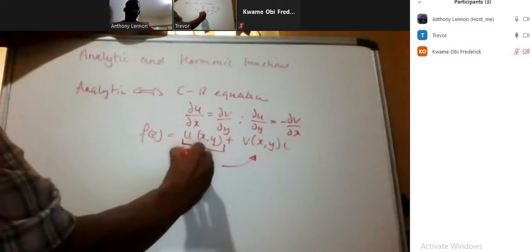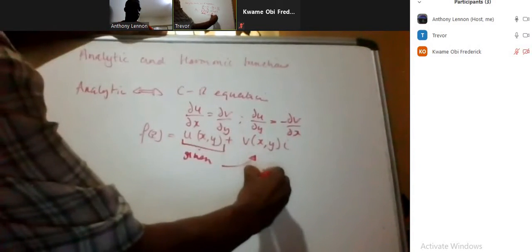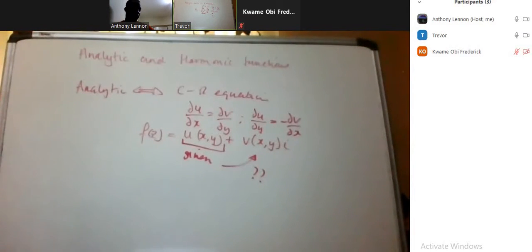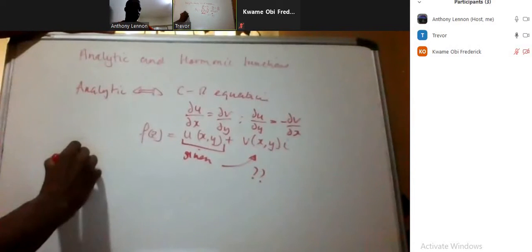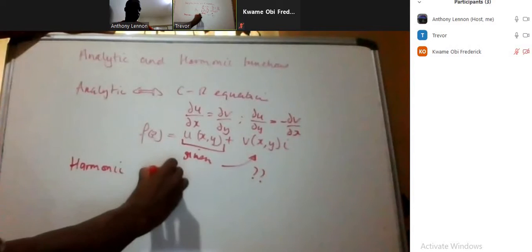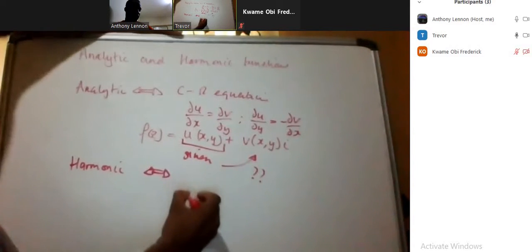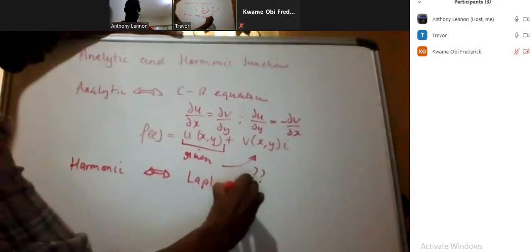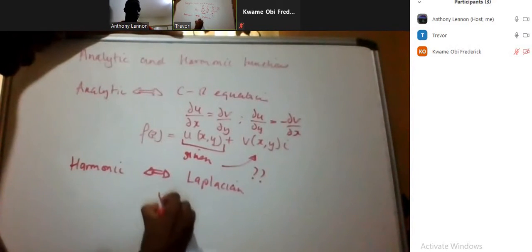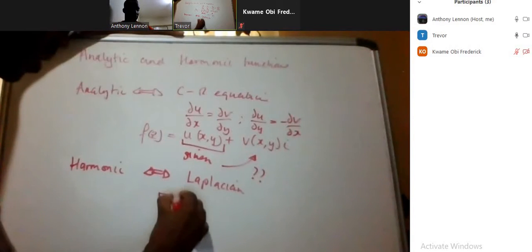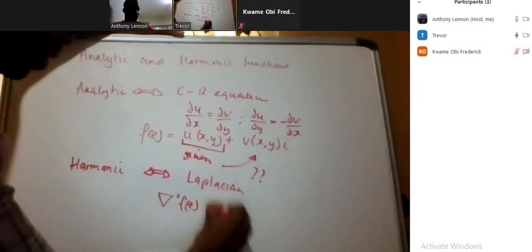So, given this, how do we find that? Or vice versa, the same method. Second part is harmonic, which implies Laplacian. And that means the del operator on my function, del squared, is equal to 0.